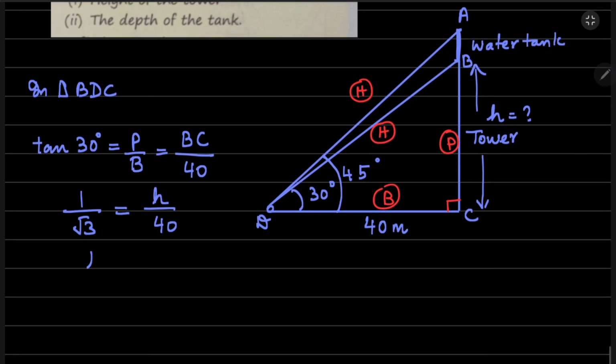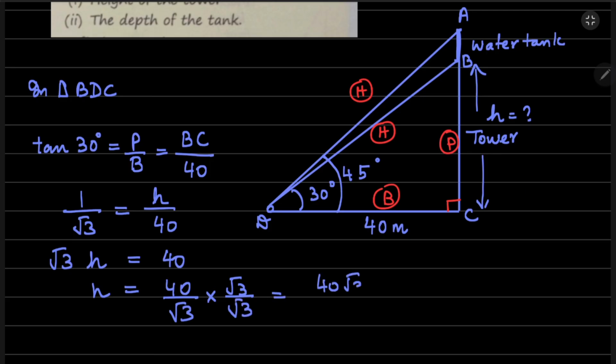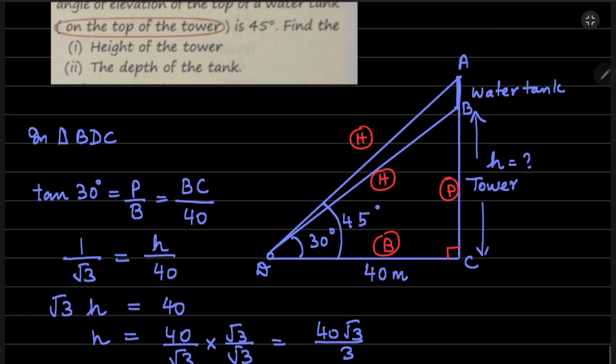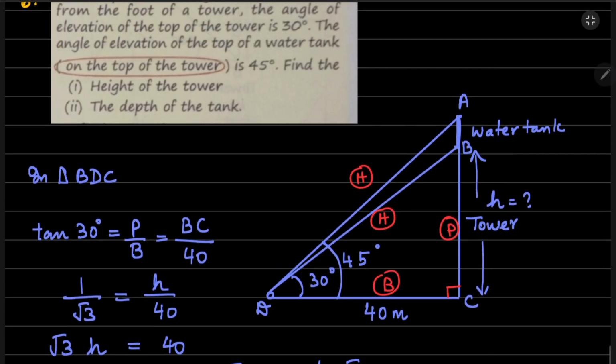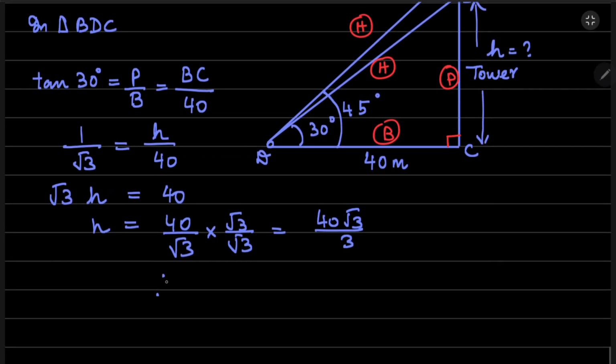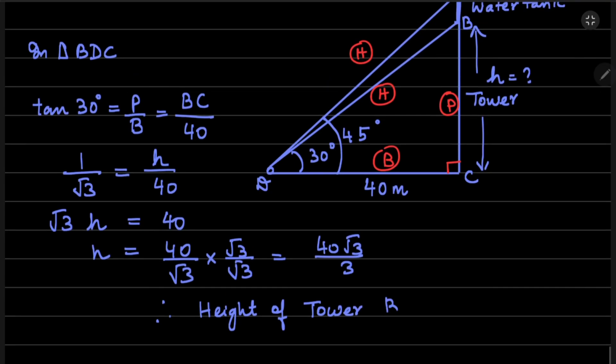So what will be your h? When you cross multiply, root 3 into h is equal to 40. Or you can say h is equal to 40 divided by root 3. Multiply numerator and denominator by root 3. So what do you get? 40 root 3 by 3. This is the h. So height of the tower. So you can write the first answer. Therefore the height of the tower, which is BC in our diagram, is nothing but 40 root 3 divided by 3 meters.